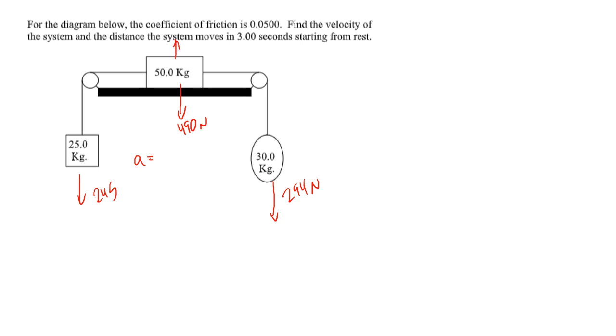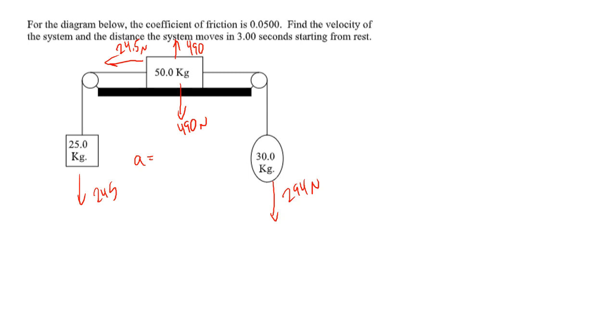And then we have a normal force here of 490. Now it's going to be moving to the right, so that means your force of friction is going to be going to the left. So we're going to have 490 times 0.0500 if you're so inclined. So this is going to be 24.5 newtons, if you want.